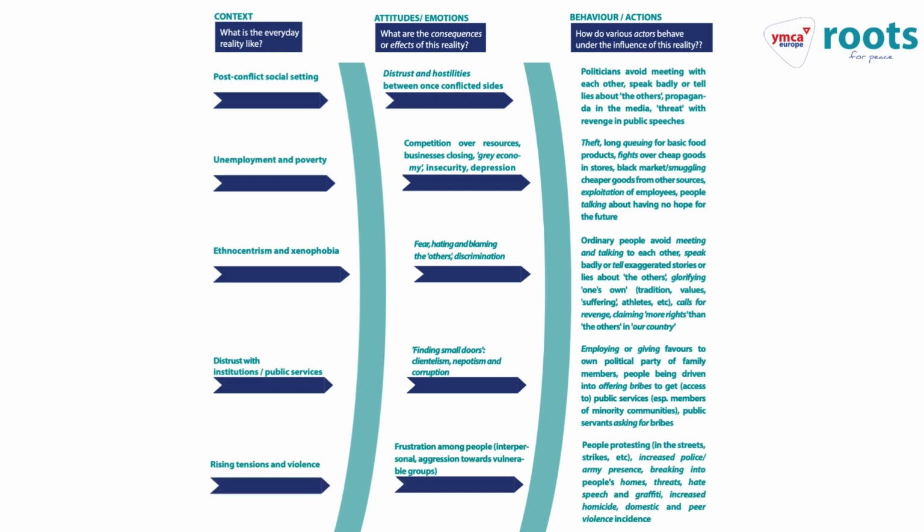In a context of rising tensions and violence, common emotions and attitudes are frustration among people, interpersonal aggression or aggression towards vulnerable groups. Actions include people protesting in the streets, strikes, etc., increased police or army presence, breaking into people's homes, threats, hate speech and graffiti, increased homicide, and domestic and peer violence incidents.